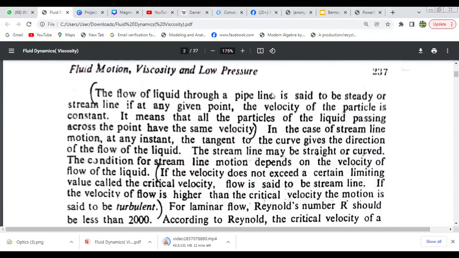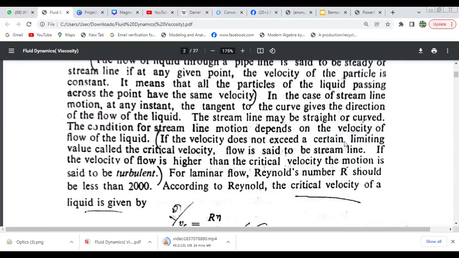The flow of liquid through a pipeline is said to be steady or streamline if at any given point the velocity of the particle is constant. It means that all the particles of the liquid passing across the point have the same velocity. In streamline motion, at any instant, the tangent to the curve gives the direction of the flow. The streamline may be straight or curved. The condition for streamline motion depends on the velocity of the fluid flow, so the velocity must not exceed a certain limit value called the critical velocity.